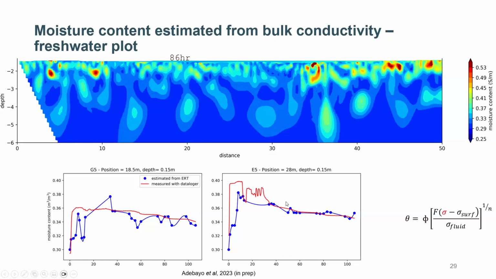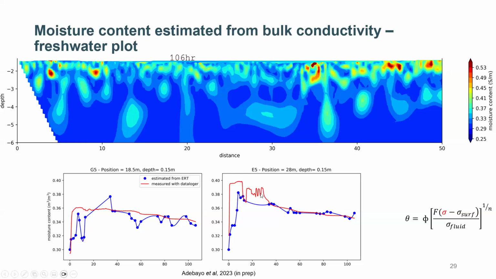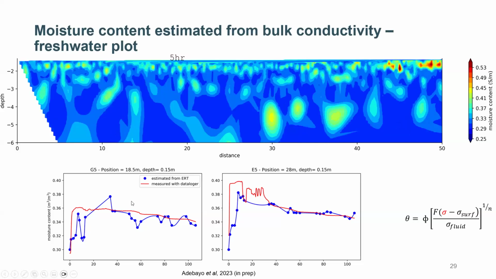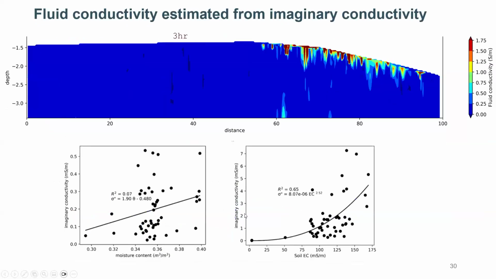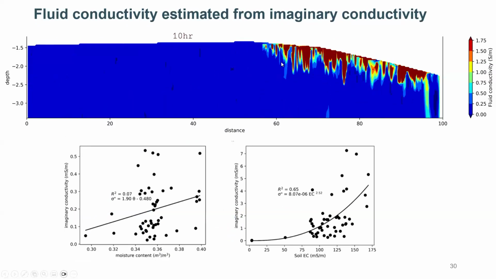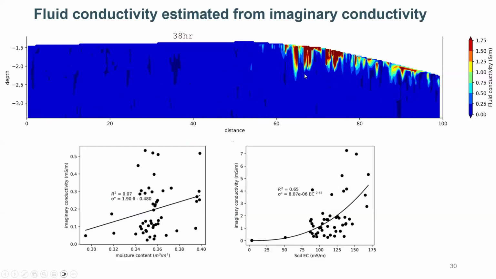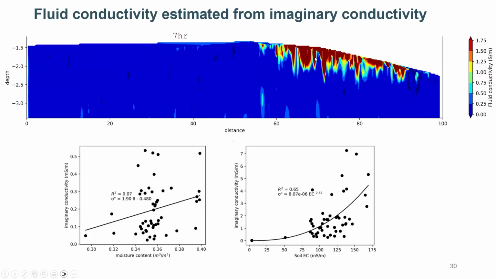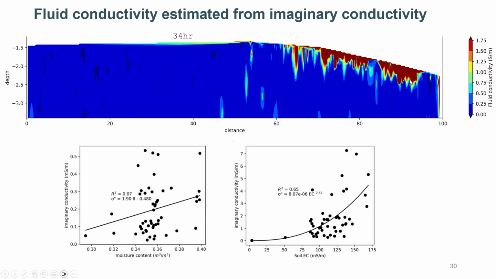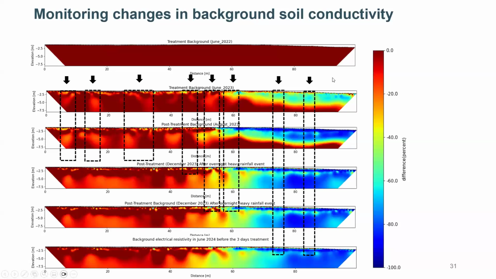Now, we checked the same thing for a couple of the probes. So this is one probe, and this is another probe at another location, and we see that our model seems to be doing well. We've done the same thing with imaginary conductivity, which is the polarization, and we show how our soil salinity is changing, particularly in the area that we flooded with estuary water.